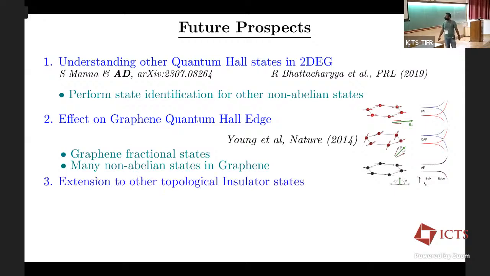You can extend to other topological insulators, and you can also extend it to fractional Chern insulators, which has been seen in twisted bilayer graphene, for example. Okay? And we rarely understand fractional Chern insulators with respect to quantum Hall, because this has been studied for 40 years now. Okay?